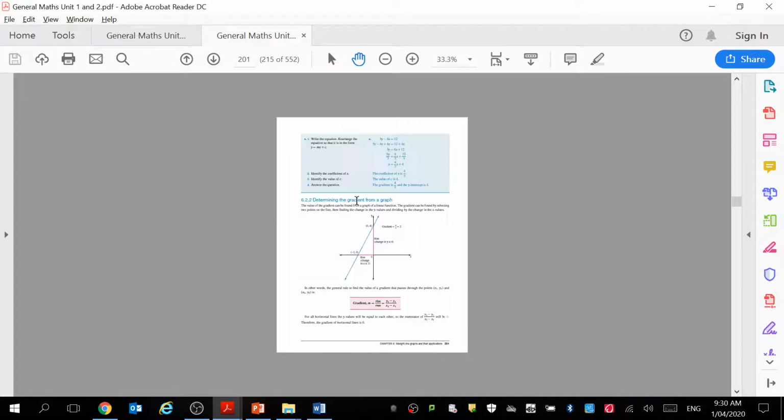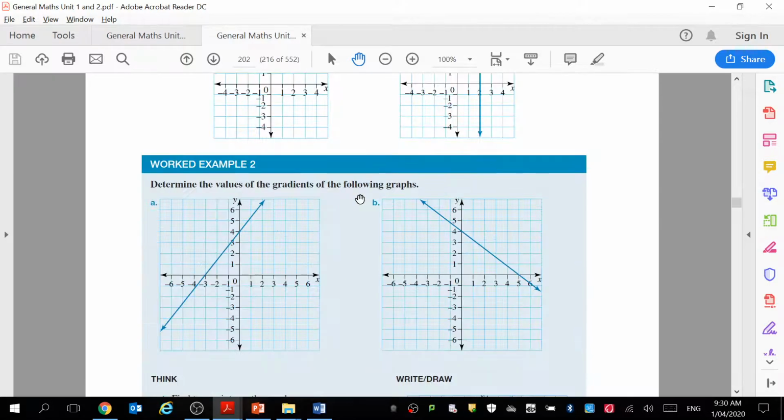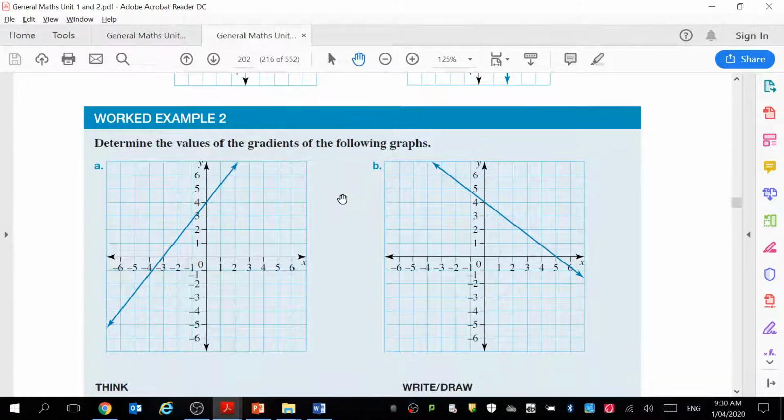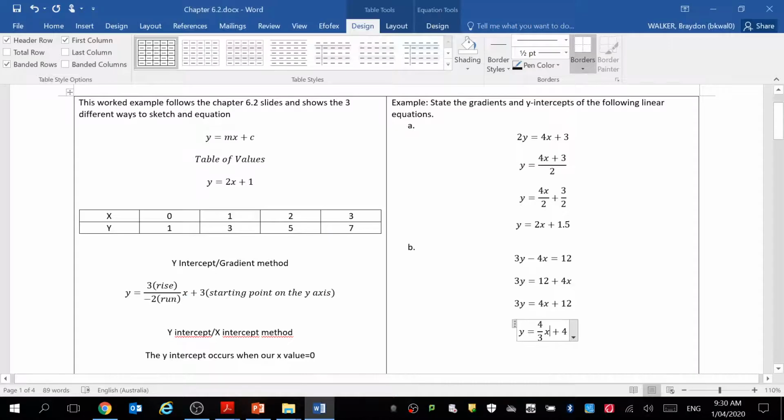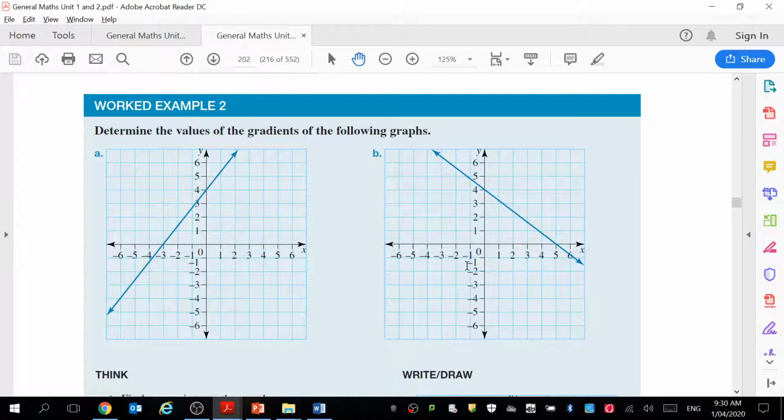Now, going down to worked example number 2, we have to determine the values of the gradients of the following graphs. Now, I'm not going to put this in the slide here. This can be a bonus for the video. There is a formula we're going to do next video, but for now I'm going to show you how you eyeball it. Okay. Now you can see here, what you want to do is look for 2 clear points.